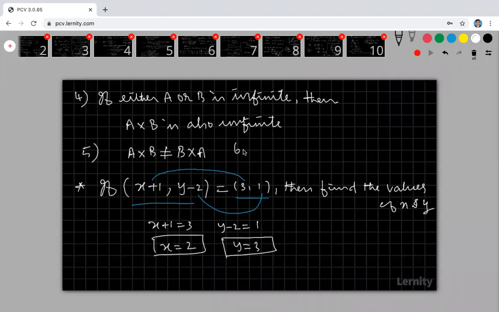Please note another point here. A cross B cross C is a set of all ordered triplets. For any three sets A, B, C, the Cartesian product of three sets, A cross B cross C, is the set of all ordered triplets (a, b, c), where a belongs to A, b belongs to B, and c belongs to C.